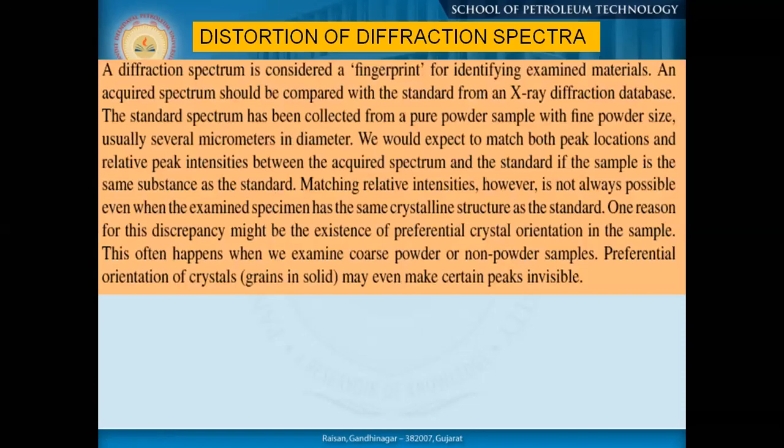So these are a few things you should take care of. Your sample should be properly powdered. The diffraction spectrum is considered a fingerprint for identifying the examined material. I told you, we generally use the standard graph for a specific crystal or known crystals. If you are not getting the accurate graph, you may get some distortion in your acquired spectra. An acquired spectrum should be compared with the standard from an X-ray diffraction database. Generally the computer has the database of standard values.